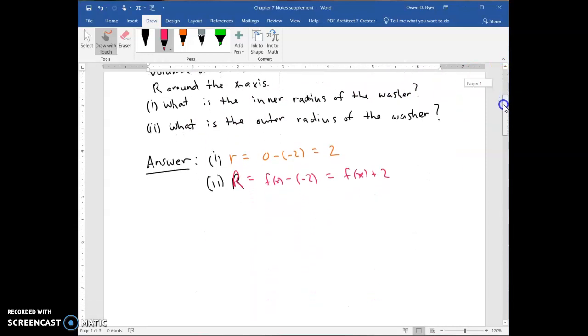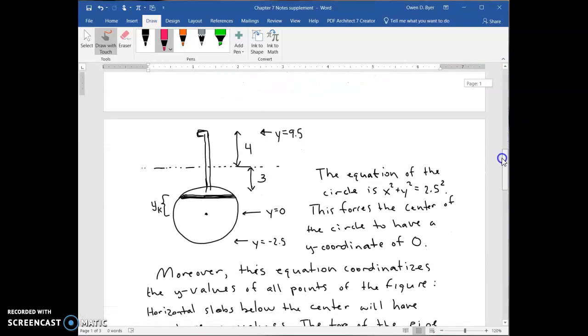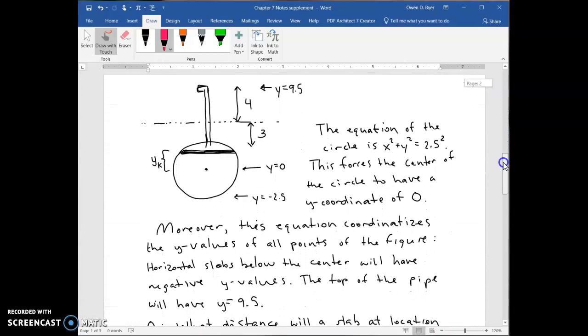Okay, that's all for that problem. We will see something similar to it in the next one, which is one of the homework problems. I don't even remember which number it was now.